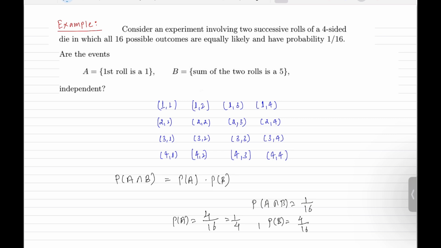So now let's check whether the probability of A and B is equal to the product of the individual probabilities. The probability of A and B is 1 divided by 16, the probability of A is 1 divided by 4, and the probability of B is also 1 divided by 4. So we are getting that the probability of A and B equals the probability of A times the probability of B. So what we can say about these two events is that yes, these two events are independent events.